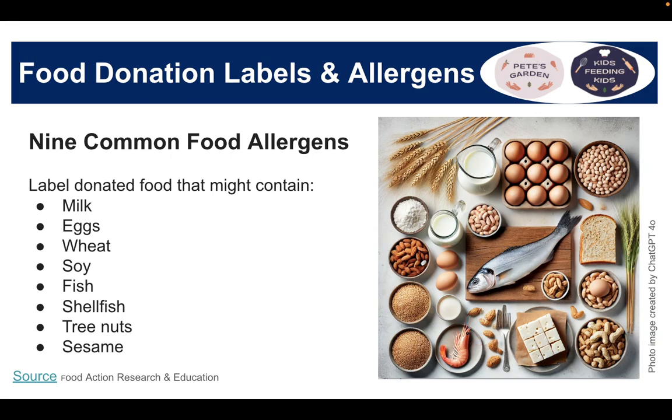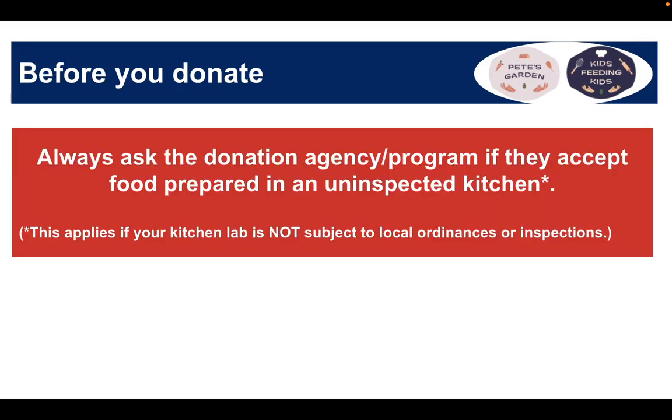Food donation labeling must reflect that allergens might be present. We follow that on both the Pete's Garden and Kids Feeding Kids side. So if you look closely at our Kids Feeding Kids label that is already on the top of your food containers, I would recommend that you have one of those handy so you can show your students that we are supporting responsible labeling. So this is just a good reminder of what those allergens are, which I'm sure you probably already covered at some point in your school year.